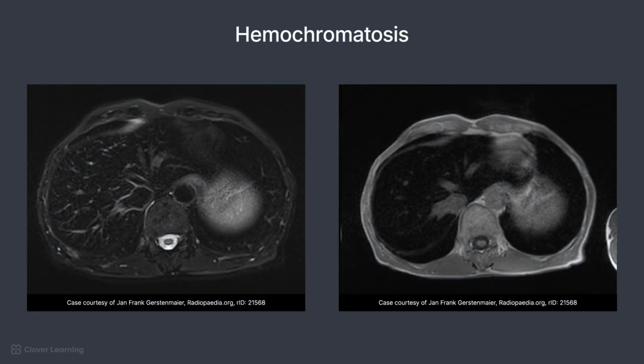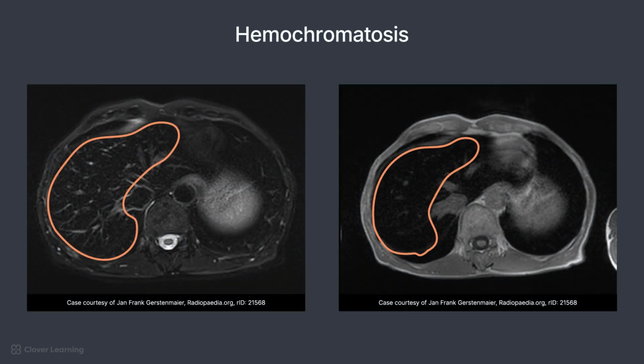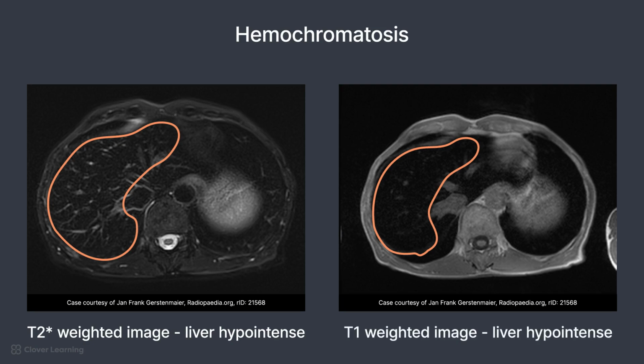Hemochromatosis is iron overload in the liver, leading to tissue damage. On MRI, it causes T2 hypointensity due to iron deposition, most apparent on gradient echo sequences, where magnetic susceptibility creates signal loss. T1 weighted images may also show hypointensity.